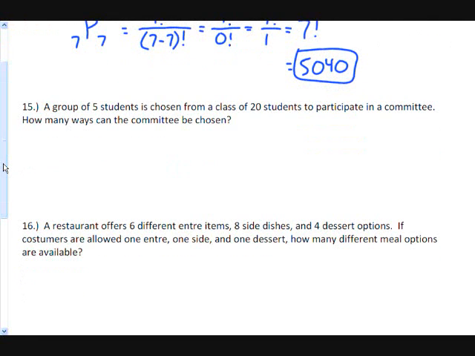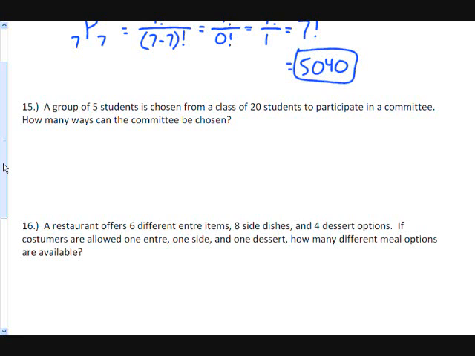For the next one, it says a group of 5 students is chosen from a class of 20 students to participate in a committee. How many ways can the committee be chosen? So I have to decide, does order matter? If I'm placing students on a committee, does it matter what order they're chosen in?